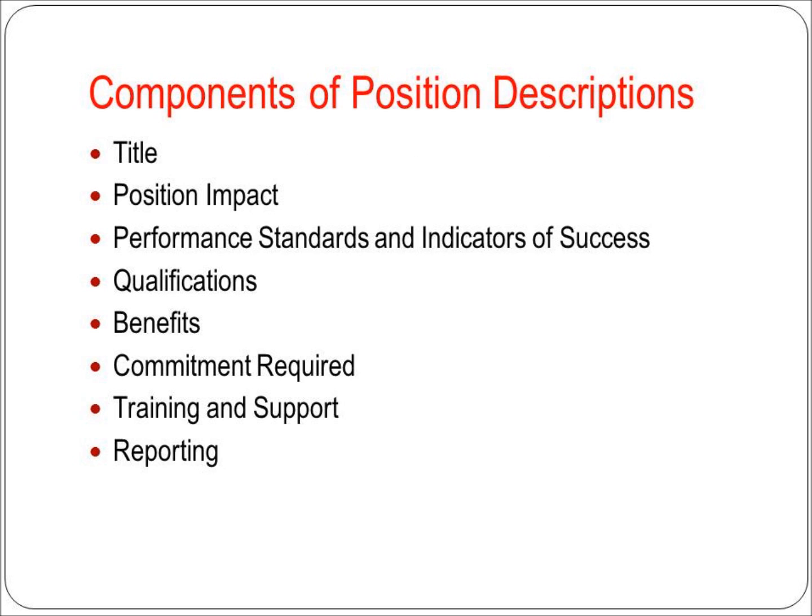Each position description has 7 pieces that need review by volunteers and volunteer leaders each year. In addition to the volunteer title, these 7 areas are: position impact. This describes the impact this volunteer role has within the greater operations of the association. Performance standards and indicators of success. These help volunteers understand the benchmarks and tasks they need to accomplish to fulfill their roles.